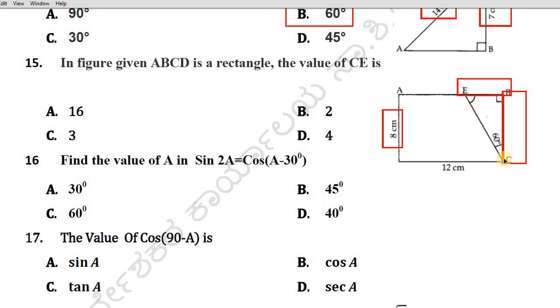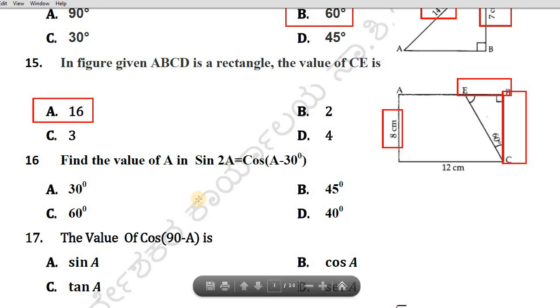Actually we wanted to find this diagonal, CE. So what will you do here? See, BC measurement we know, children. So that is 8 centimeter. The CE measurement we wanted to find. Means base and hypotenuse ratio we wanted to use. Means cos 60 degree we wanted to use. Cos 60 degree is nothing but 1 by 2. So use that concept and simplify. You will get option A. 16 is the right answer.